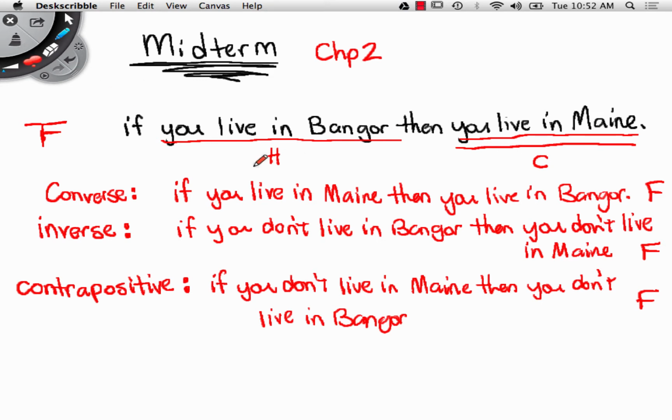All right? Does that make sense so far? So you will be asked to take something like this, to underline the hypothesis, double underline the conclusion, and then find the converse, inverse, and contrapositive. One thing that you guys have done really well in the past on your quizzes and tests is you found the converse, the inverse, and the contrapositive.